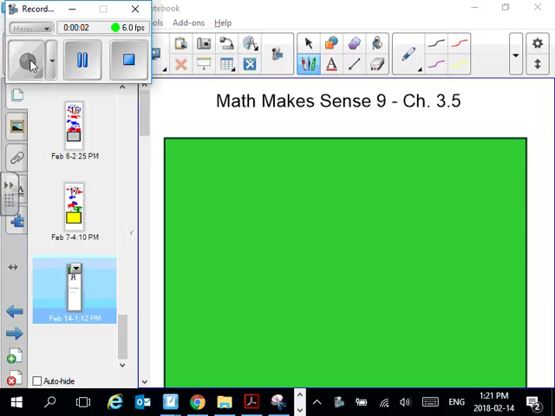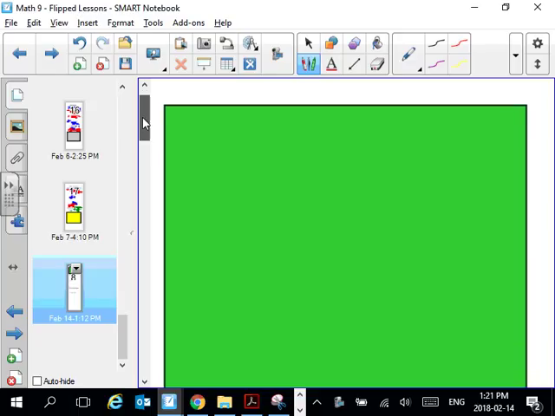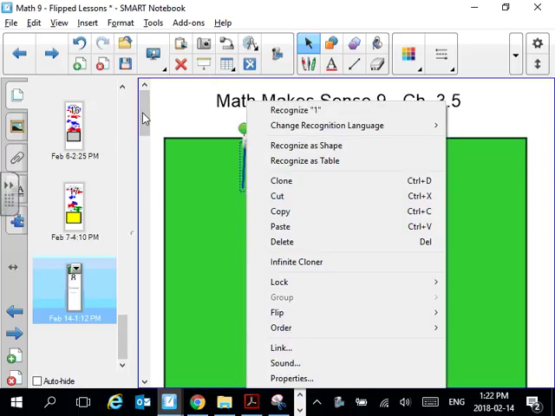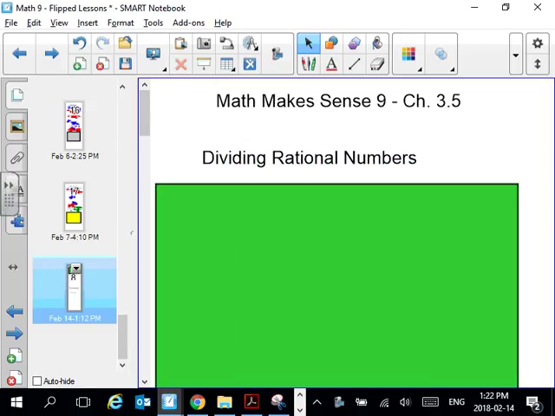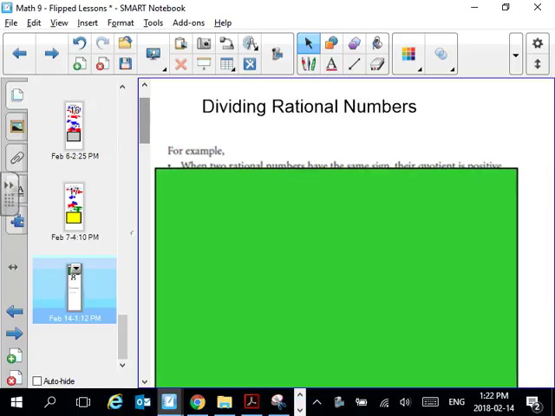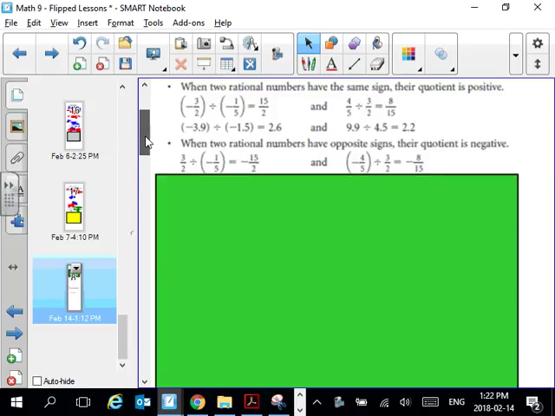Welcome to math class. We are continuing on in the Math Makes Sense 9 textbook, looking at chapter 3.5. Oops, I already started off a little slow. So chapter 3.5 is looking at dividing rational numbers. The other day we did multiplying rational numbers. Now we are looking at the inverse operation, or the opposite, of division.